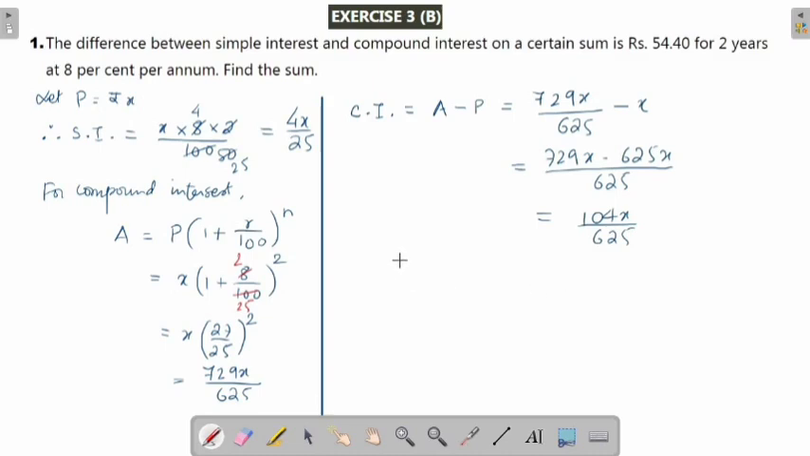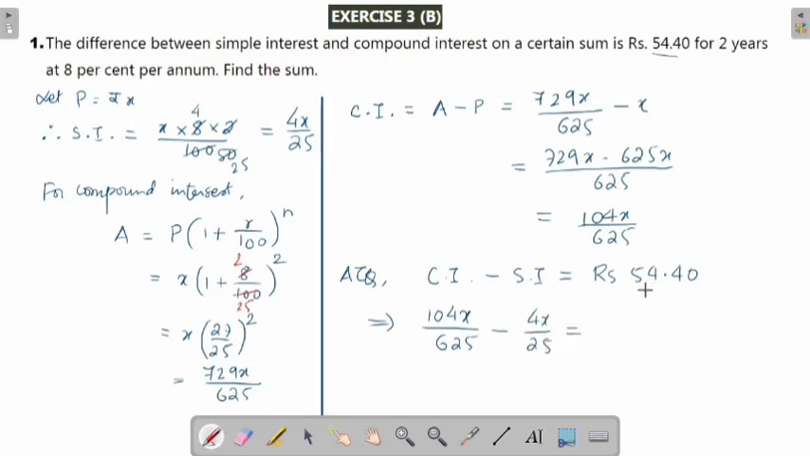Now obviously you know that compound interest is always greater than simple interest, right? So the difference between simple interest and compound interest is given to be this much. According to the question, compound interest minus simple interest is equal to rupees 54.40, that's what is given. Compound interest is 104x by 625, minus simple interest, which is 4x by 25.